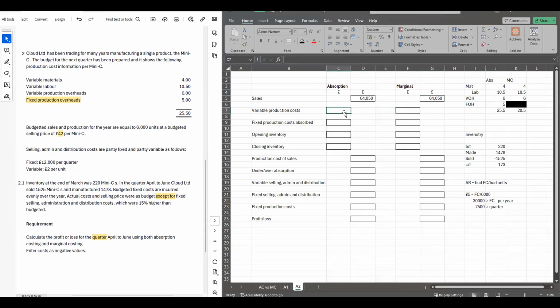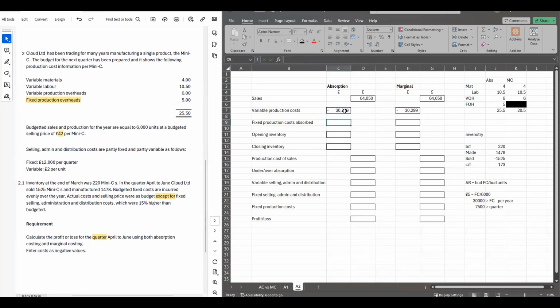We can then go, okay, well, variable production costs. The marginal cost is £20.50. So we can take our made number, the 1,478, and multiply that by the £20.50. And again, that's going to be the same for both.